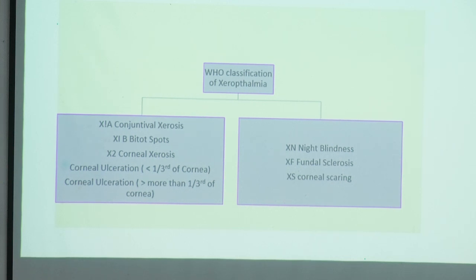So remember, till now, in spite of all this knowledge and various programs, a large number of people are still suffering from vitamin A deficiency, characterized by the prevalence of night blindness as well as the level of vitamin A in the serum.